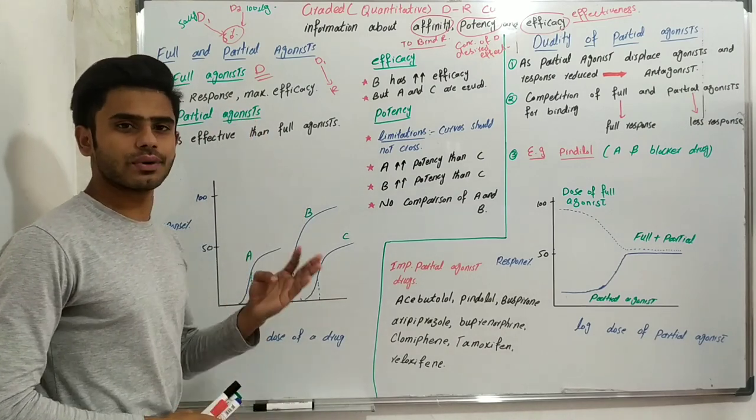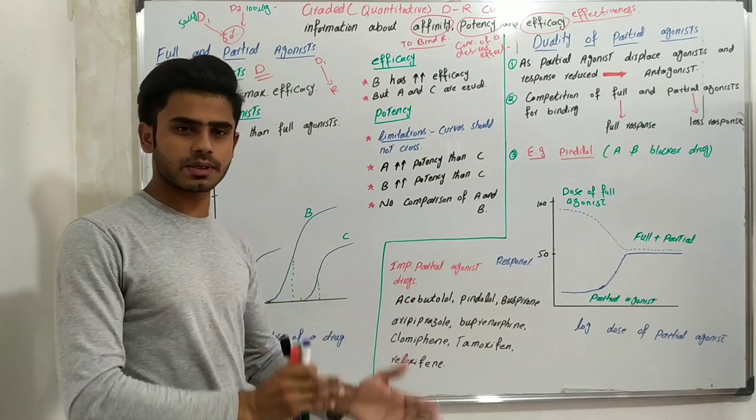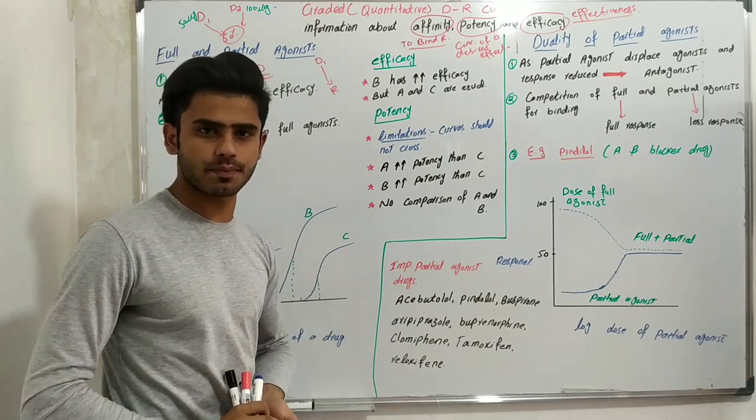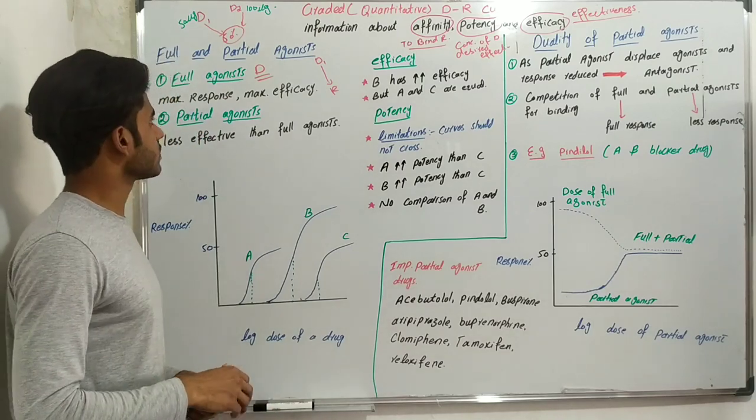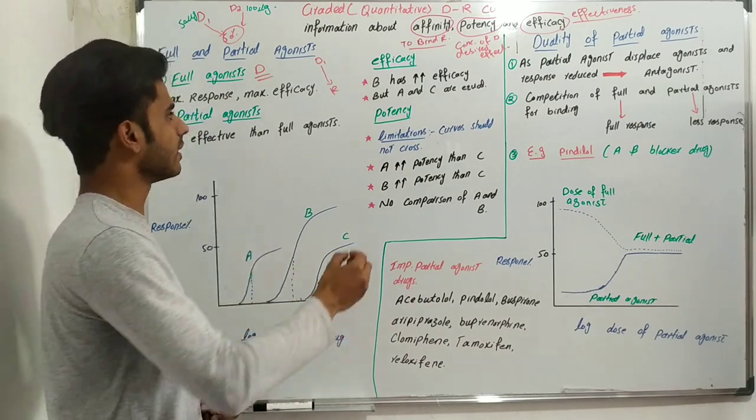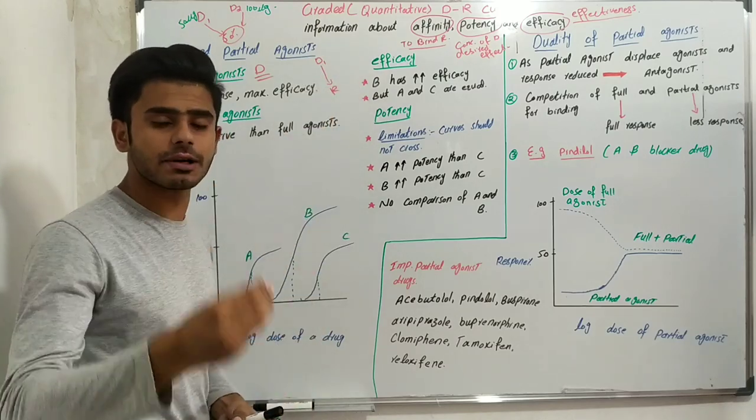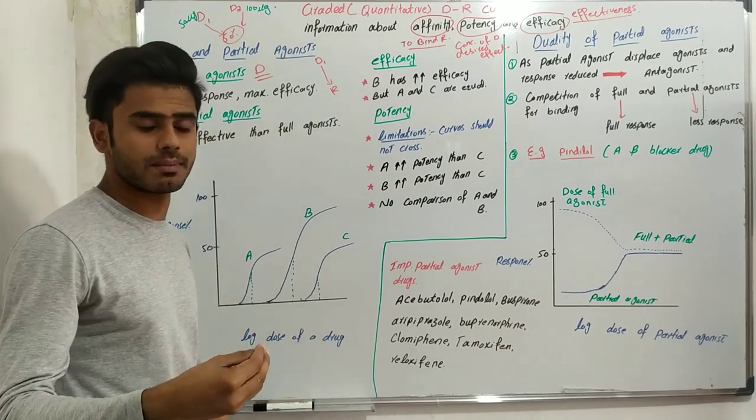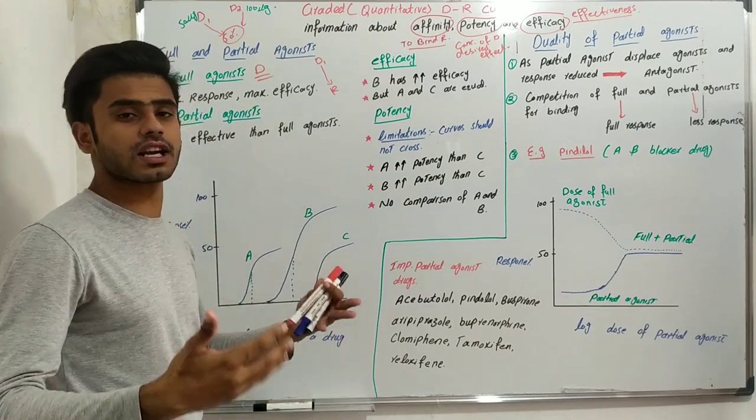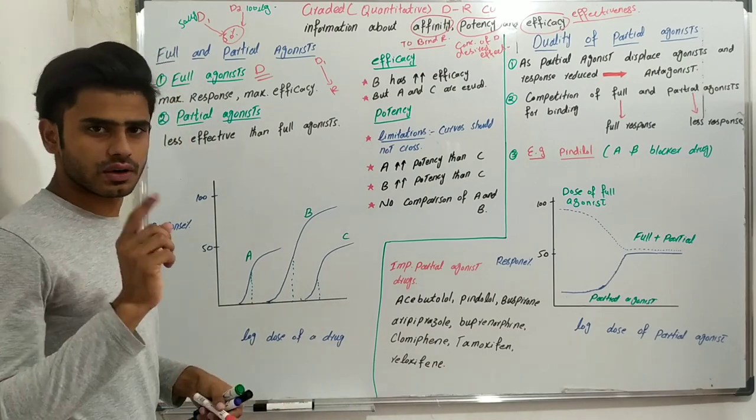What is the agonist drug? An agonist drug is a drug that binds to the receptors of the target cells and shows its response. But what is the full agonist? A full agonist is a drug that goes and binds to the receptors and gives its 100% response, maximum response, maximum efficiency, maximum effectiveness. That drug is called the full agonist drug.